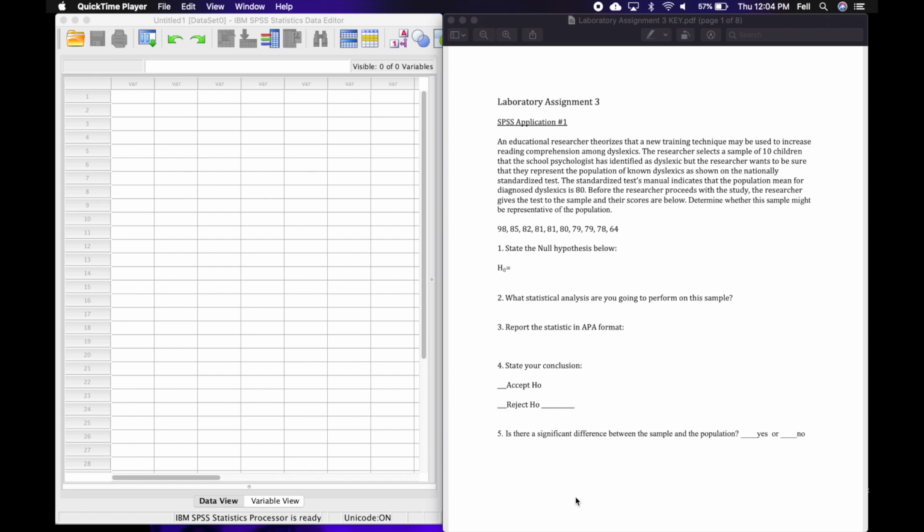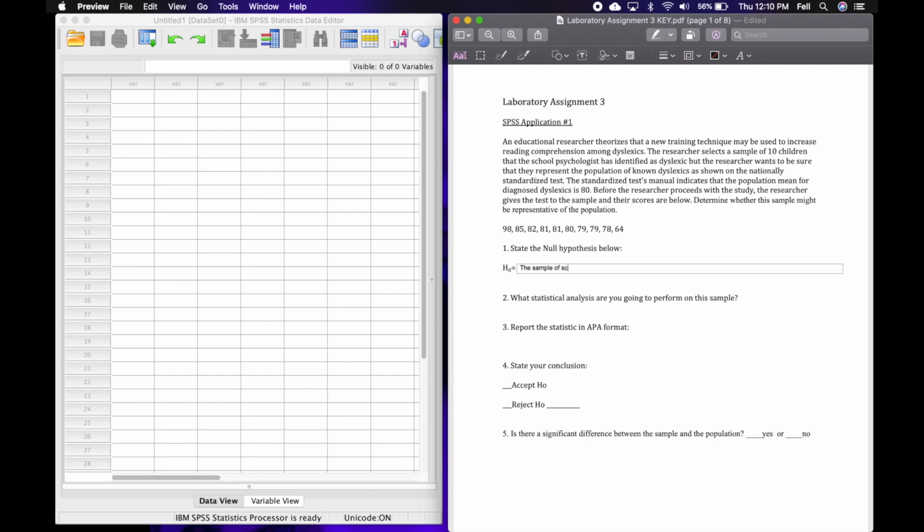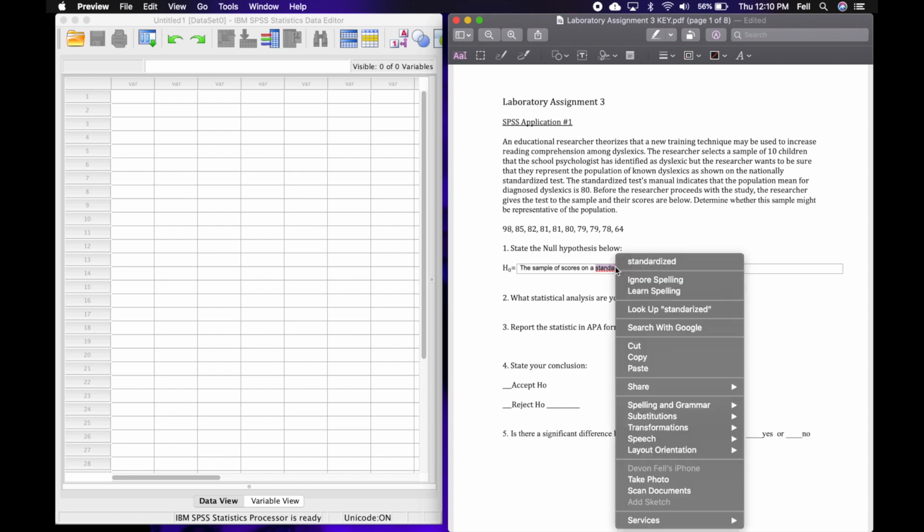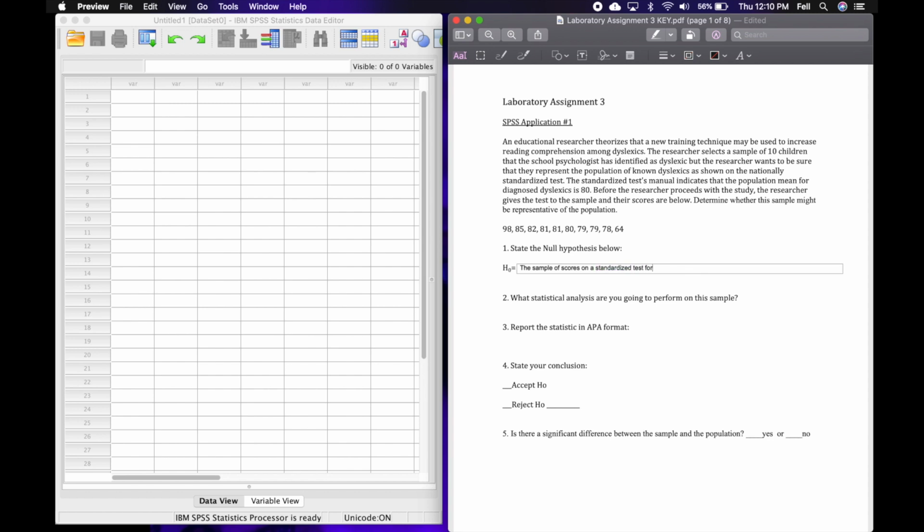And so for this one, we're just going to be writing the sample of scores on a standardized test for dyslexia is not significantly different than the population scores on a standardized test for dyslexia.